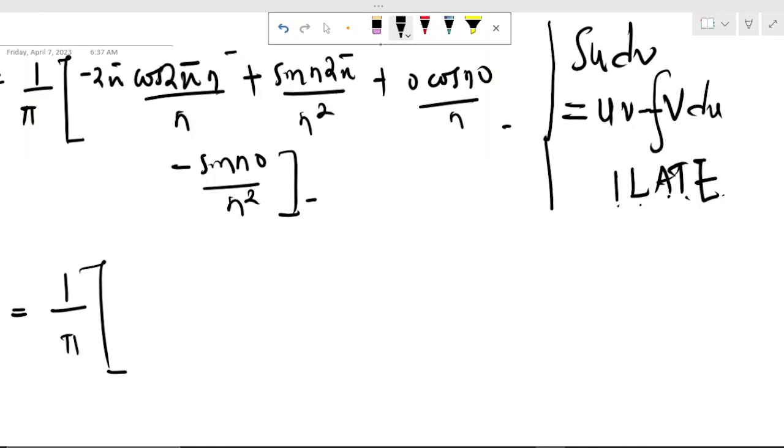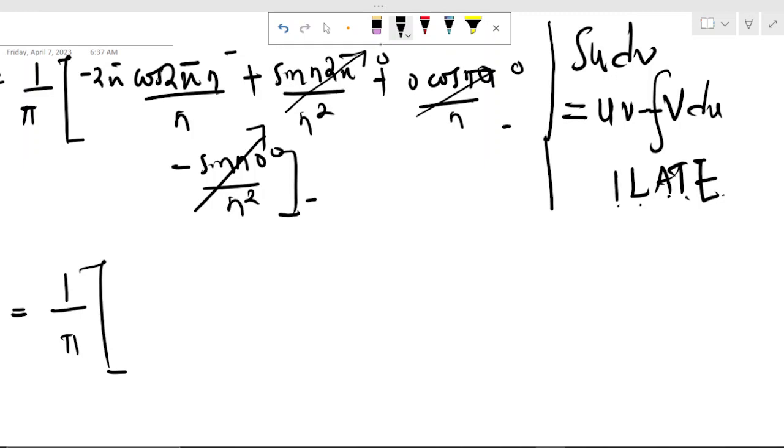Okay, what is sine n0? That's simply sine 0, and this all goes to 0. Sine n 2 pi all goes to 0 because sine 2 pi is 0 and sine 4 pi is 0, and so on and so forth. Cos n0 is 1, but we're having 0 here, so this makes the entire statement 0 too. So we are left with minus 2 pi cos 2 pi n over n.